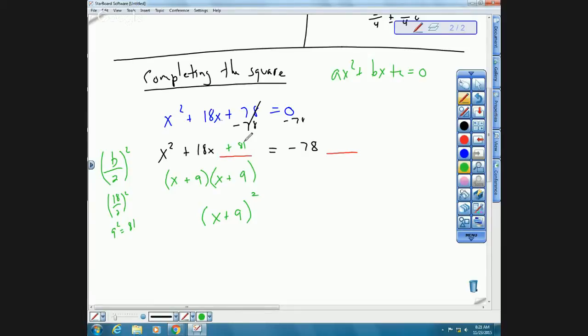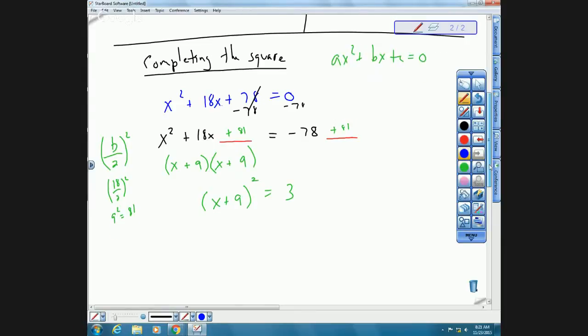All right, so I added 81 on the left side to make this side factorable. But now the right side, I got to go look at. Well, if I added 81 here, I got to add 81 on the right side. So on the right side, I have negative 78 plus 81, which is 3.